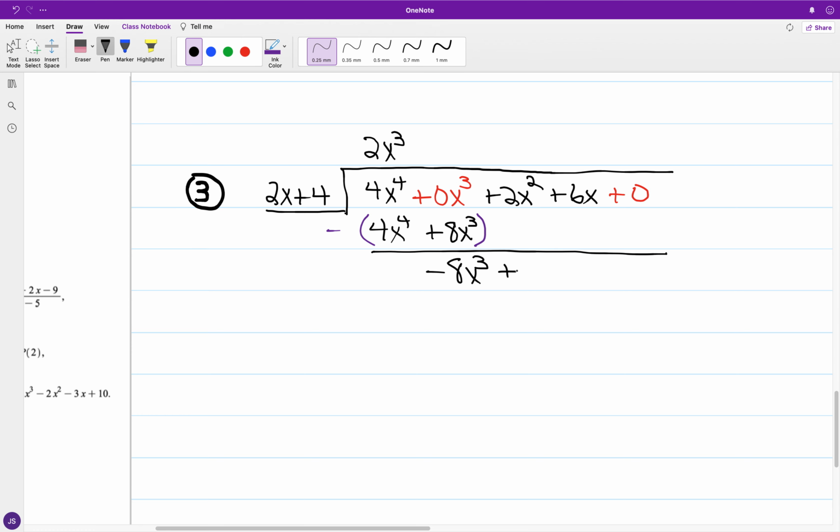Now the lower degree terms that follow have not been touched yet, so I'm just going to bring these on down. And we have 2x into negative 8x cubed. This is going to be negative 4x squared. And distributing, we have negative 8x cubed and minus 16x squared.